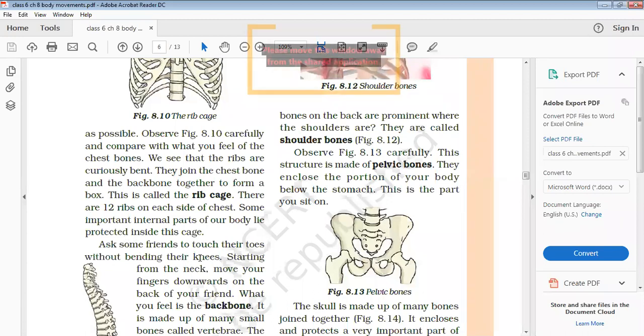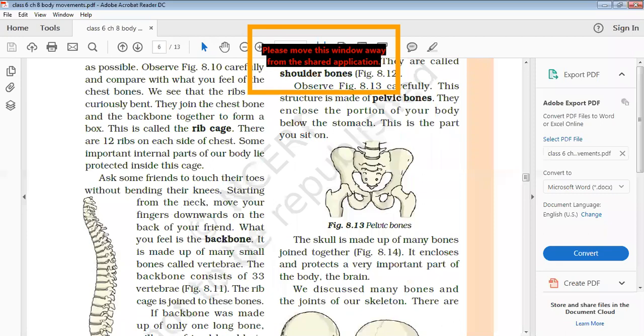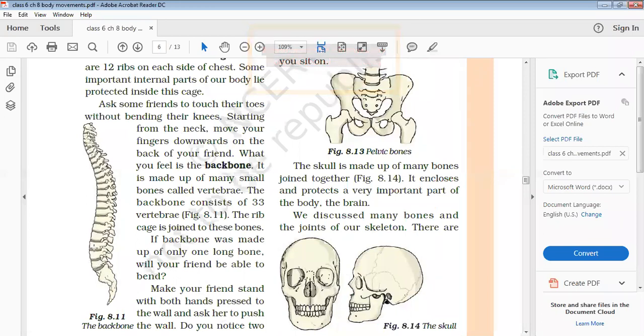Ask some friends to touch their toes without bending their knees. Starting from the neck, you move your fingers downward, and what you feel is the backbone. Your backbone seems to be like this, which is given in figure 8.11. In figure 8.11 it is shown that this is your backbone, and your backbone is made up of different vertebrae. These are some small joints, and these are known as vertebrae.